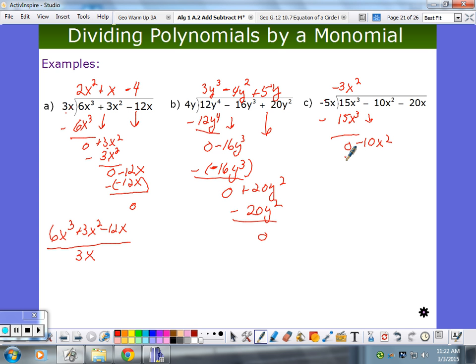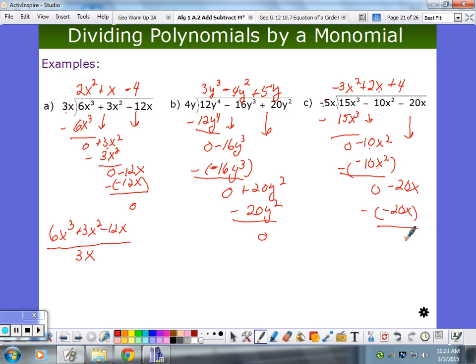Negative 5x times what is negative 10x squared? 2x. Because negative 5, negative 10, that's 2. So 2x, that's negative 10x squared. And your check is when you multiply back, they should match. Subtract that. Bring down this guy. Negative 5x times what is negative 20x? Positive 4, right? 4 times negative 5x.